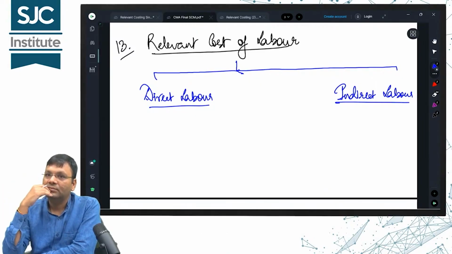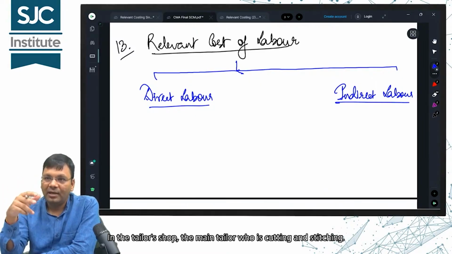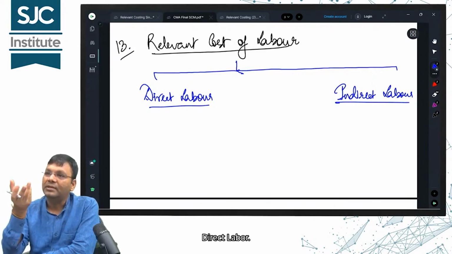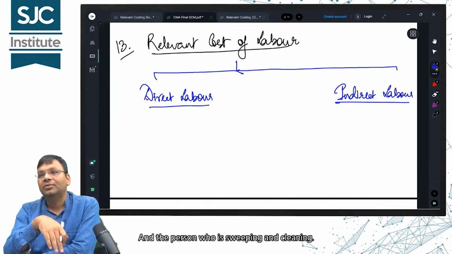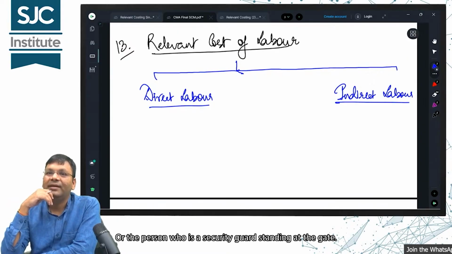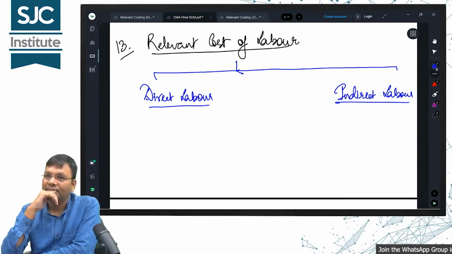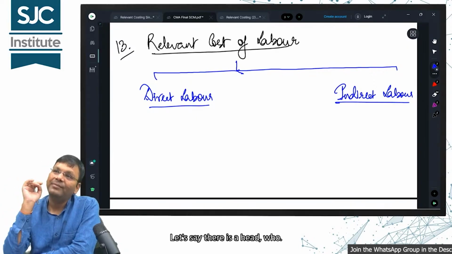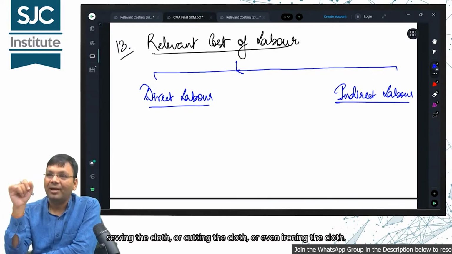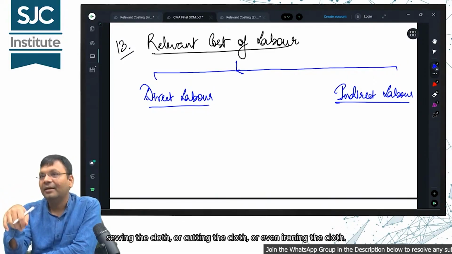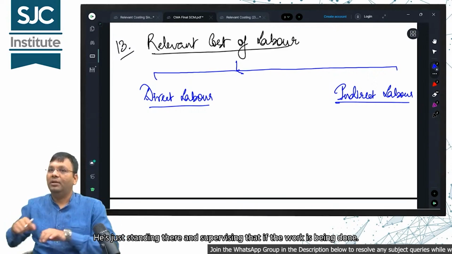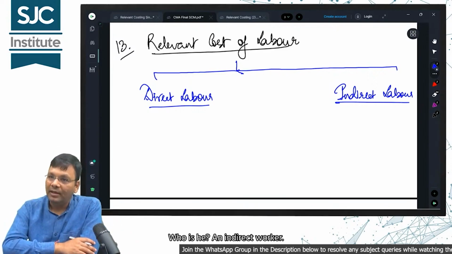Imagine a tailor's shop. In the tailor's shop, the main tailor who is cutting and stitching, okay, who is he? Direct labor. And the person who is sweeping and cleaning, okay, or the person who is a security guard standing at the gate, who is he? Indirect labor. Let's say there is a head who is not stitching the cloth or cutting the cloth or even ironing the cloth. He's just standing there and supervising that the work is being done. Who is he? An indirect worker.